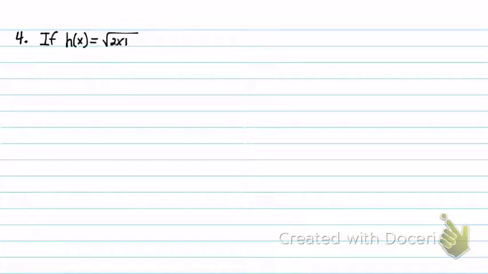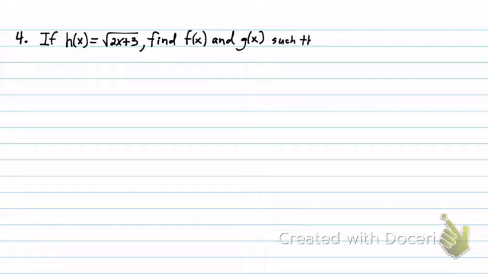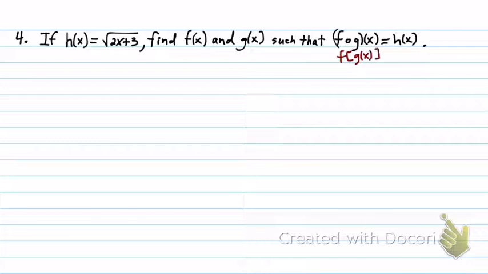Alright, number 4. If h of x is equal to the square root of 2x plus 3, find f of x and g of x such that f of g of x equals h of x. So I need to find two functions that I can compose together or put together to create this function h of x. Well, remember what I said before about inner and outer functions.